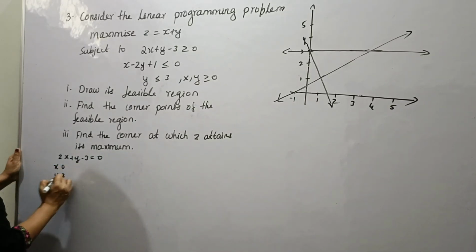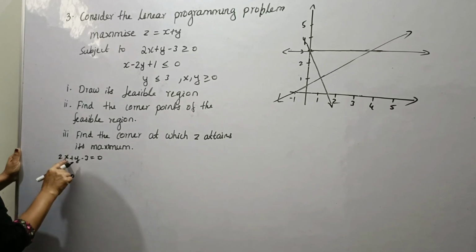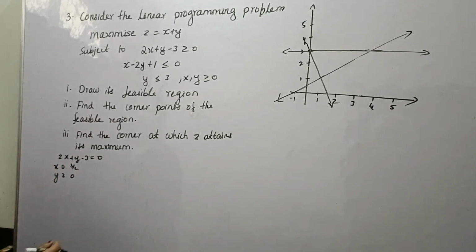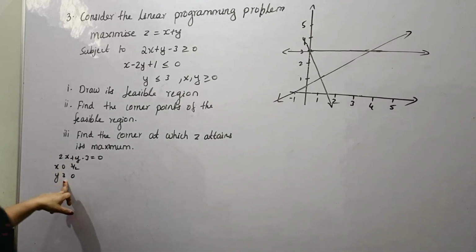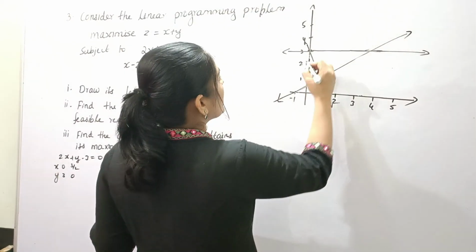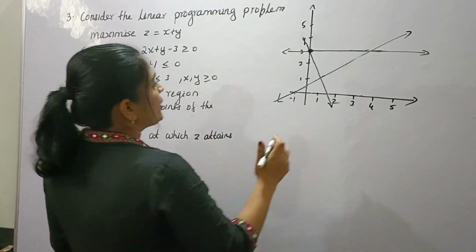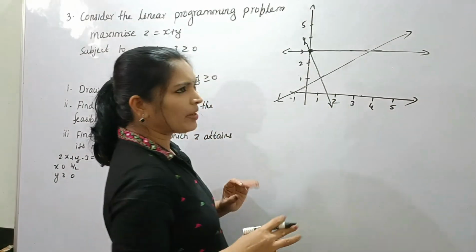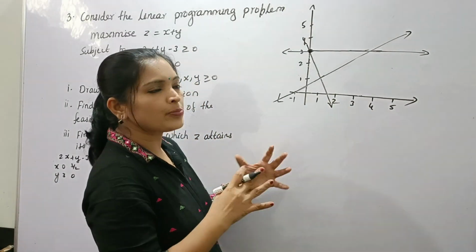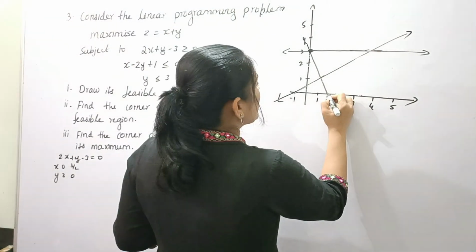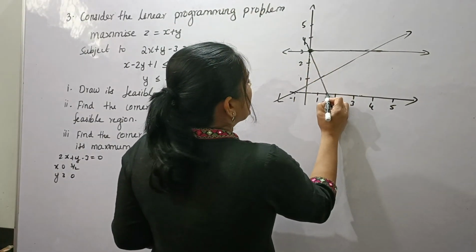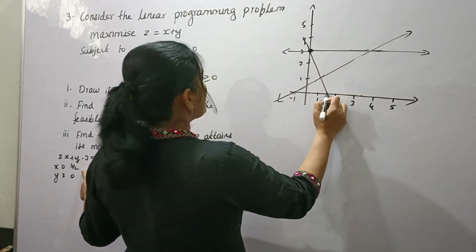Y is equal to 3. When y is equal to 0, x is equal to 3 by 2, right? So let's plot the points. The point (0, 3) and the point (3/2, 0). Okay, 3 by 2 is nothing but 1 point something, so it's between 1 and 2, somewhere here. So it is the point (3/2, 0).